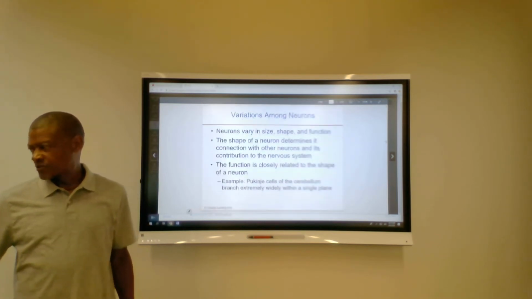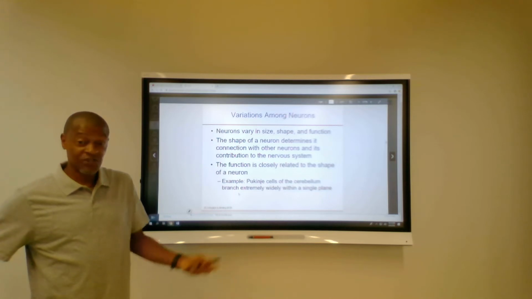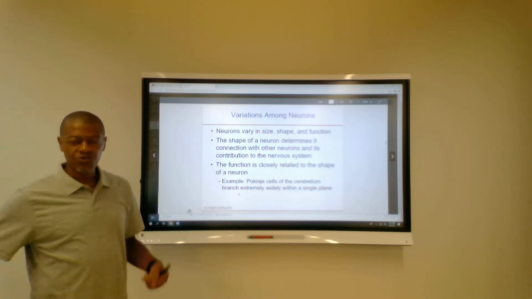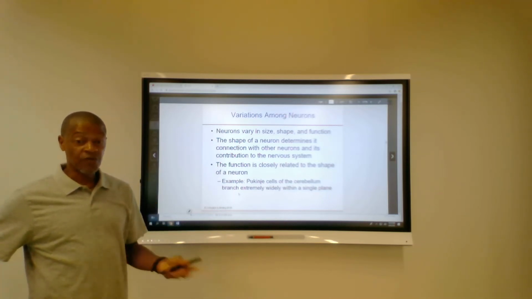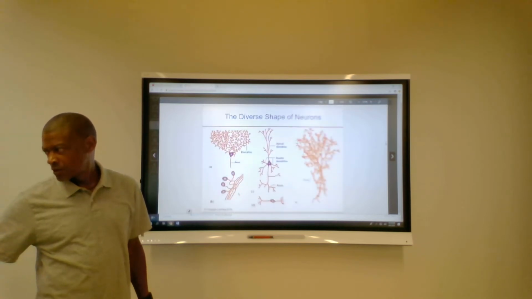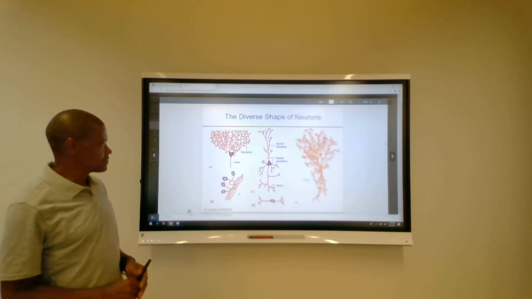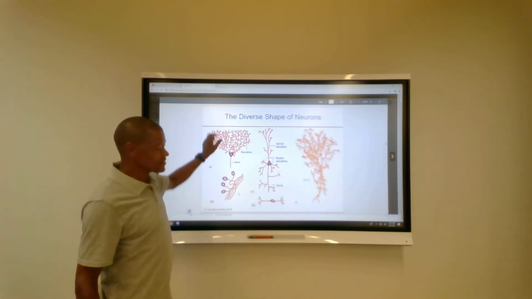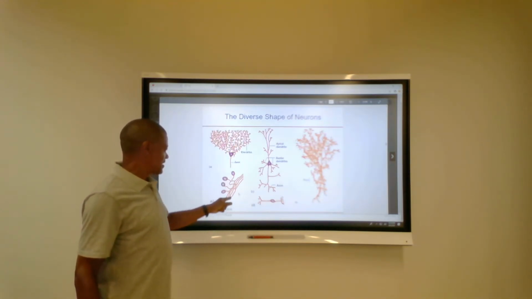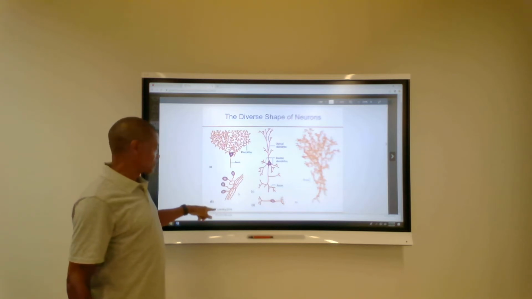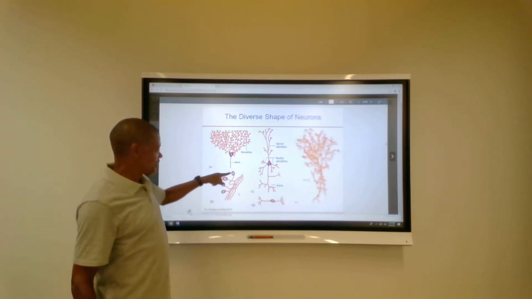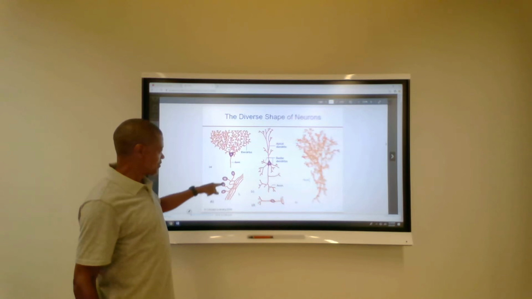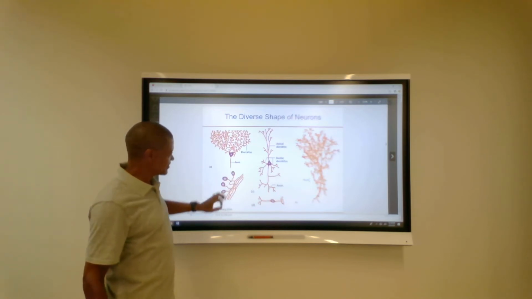So there's different shapes of neurons, just like there's different shapes of trees. So those neurons are differently shaped because of functions. So here's some diverse shapes. One was a bunch of dendrites, one long axon. This one has a sensory neuron, has multiple somas connected to these axons here.